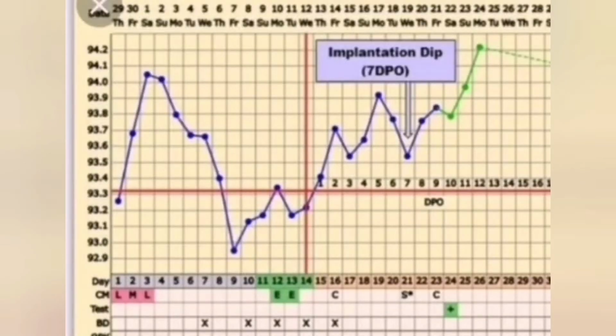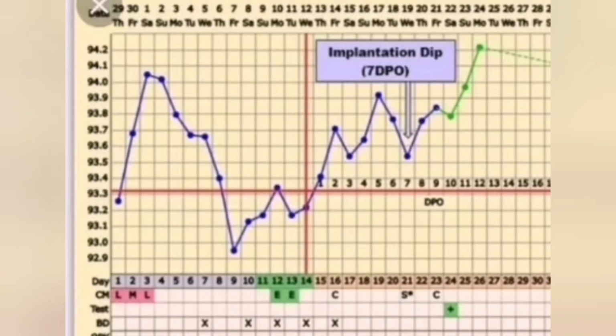Now, this is an example of my previous BBT chart. I just want to show you how you can pinpoint ovulation on your BBT chart. You will notice a somewhat irregular pattern, and you will also notice another irregular pattern after ovulation. This means that before ovulation, your temperature will usually be lower than after ovulation.